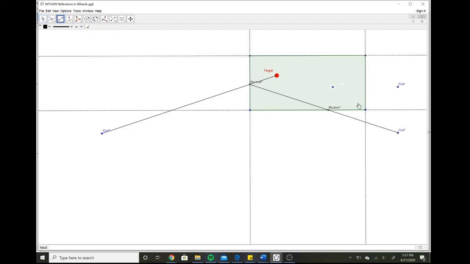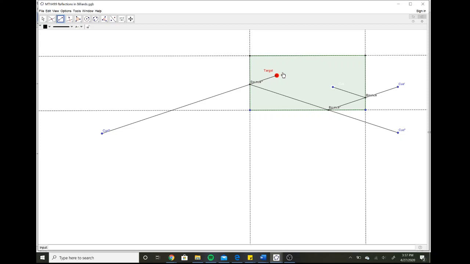I bet you can guess what we're going to do next. We're going to create another segment with our reflected point and our bounce point, and once again, we have an intersection, which ends up being our first bounce point. So we have 3 bounce points and the path that the cue ball would take. So if we hit the cue ball in the center and it goes on this path, it will end up bouncing here, here, and here before hitting the target ball.